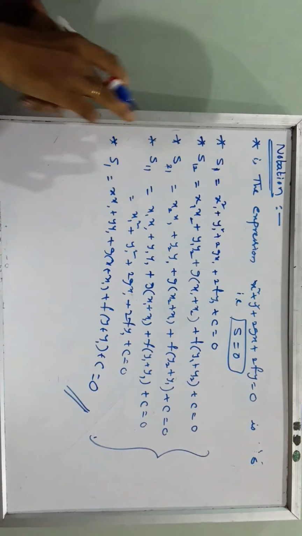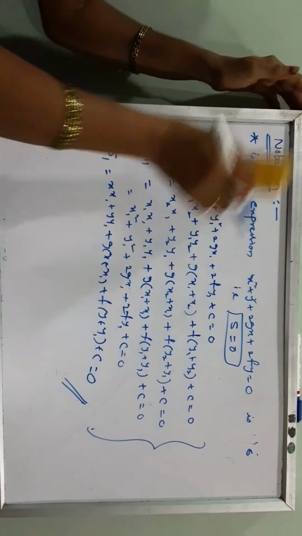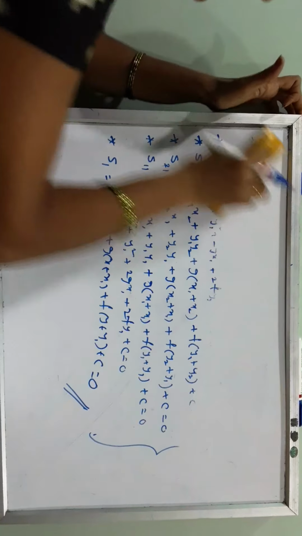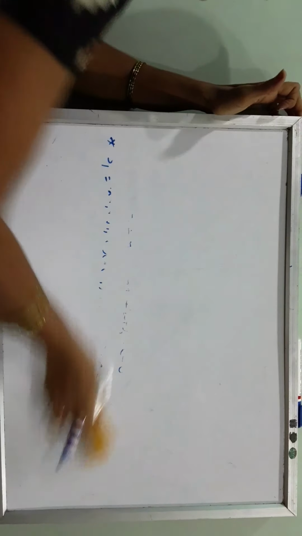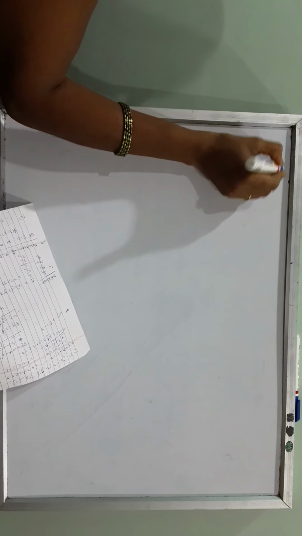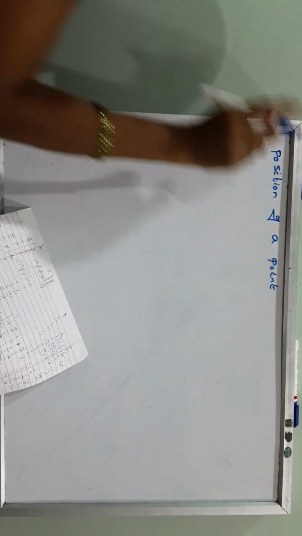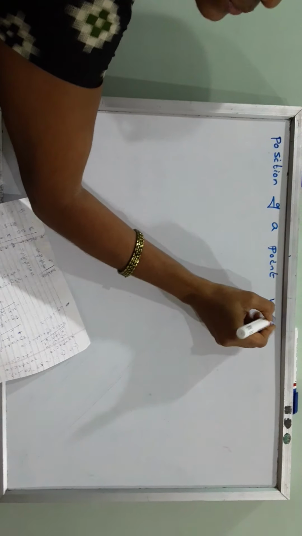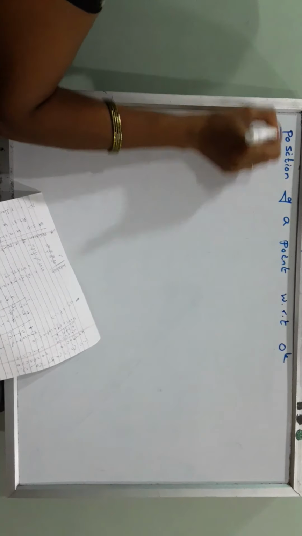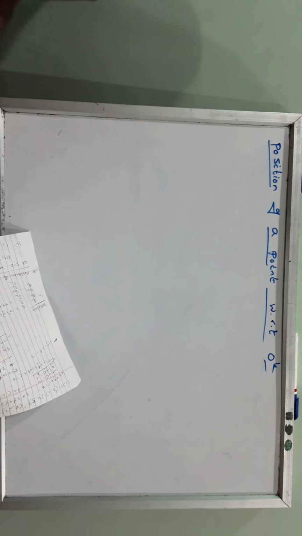Okay? Now the next concepts are the equation of tangent, the length of tangent, and the position of a point. Next one is the position of a point with respect to the circle x square plus y square plus 2gx plus 2fy plus c is equal to 0.